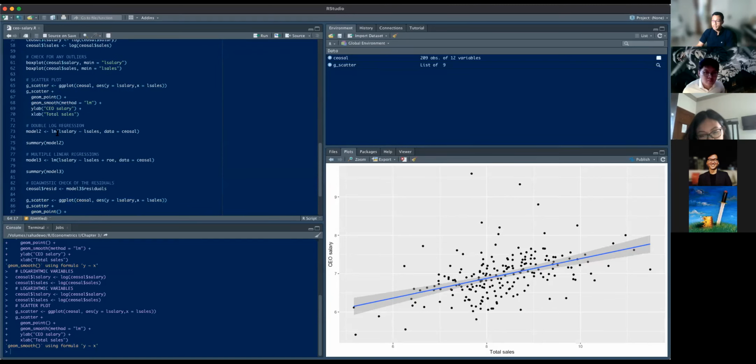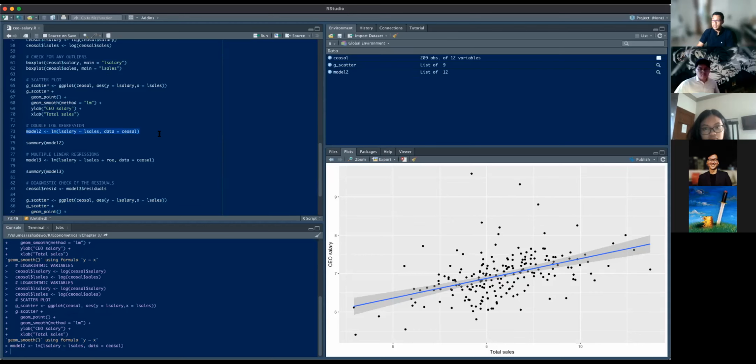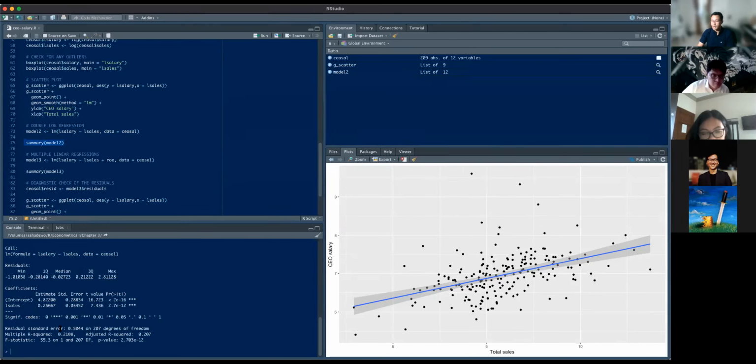And then you can also do regression here, okay? Suppose that you regress the salary of the CEO on the sales data. After you run the regression, you ask R to estimate it. The estimated coefficient is 0.256.